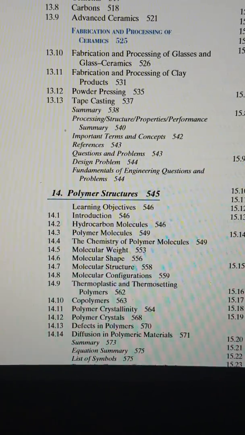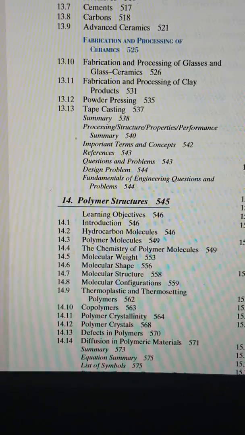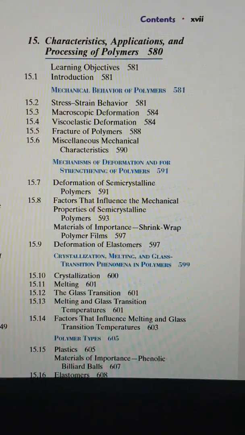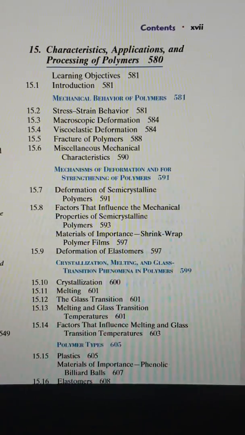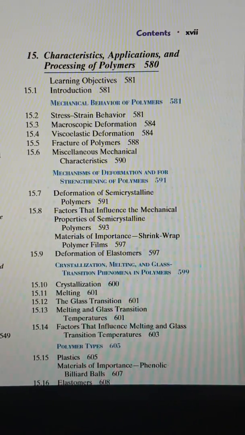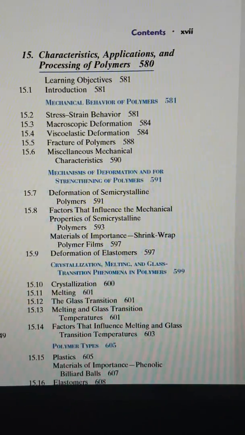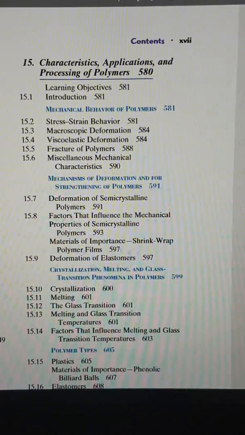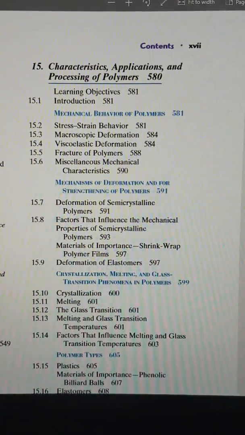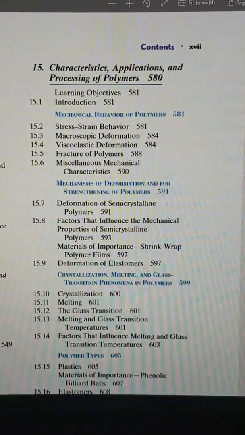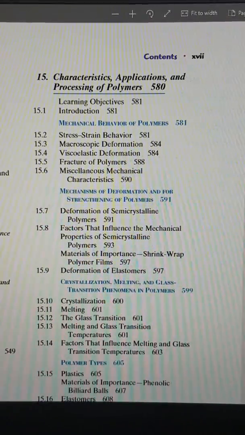These are all wide topics. These are all subjects on their own, but we're just going to scratch the surface because this is just an introductory course. And in chapter 15, we're going to see the characteristics, applications, and processing of polymers. So we're going to see the mechanical behavior of polymers. When we look at the stress-strain behavior curve, when we stress a polymer, what will happen? We're going to see the macroscopic deformation. We're going to see what we call viscoelastic deformation, fracture of polymers, and we're going to see mechanisms of deformation and of strengthening of polymers, how we can strengthen polymers.